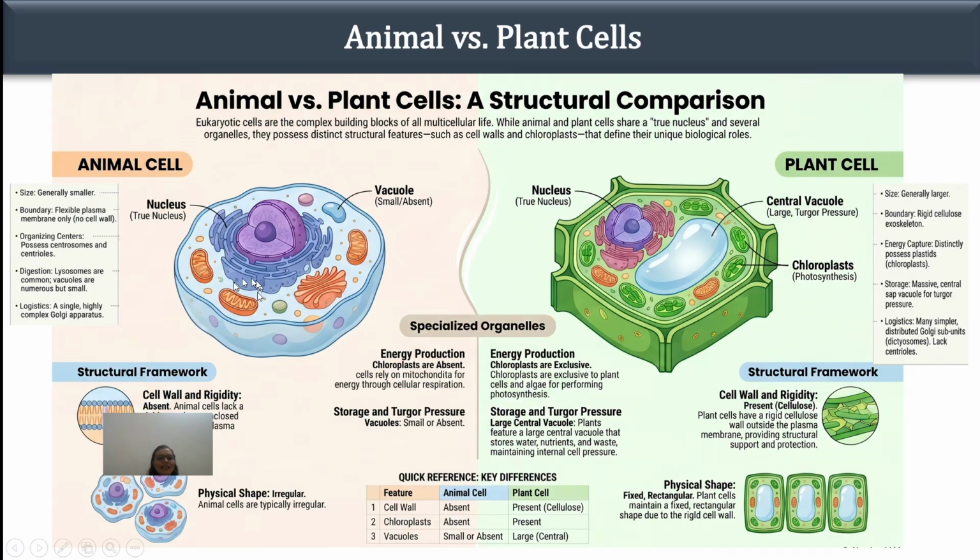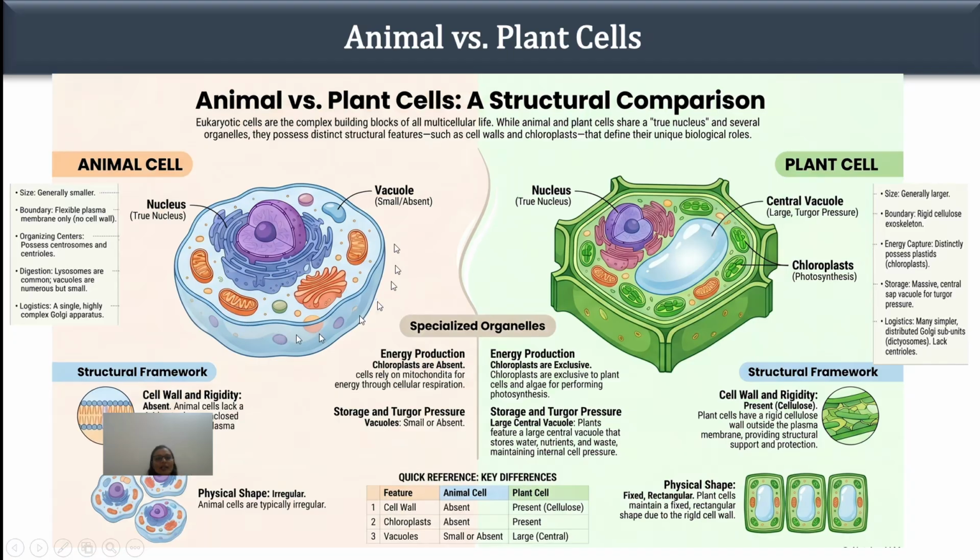Here, for the digestion system, lysosomes are commonly present. Vacuoles are present and numerous, but the vacuole size is very small. While in the case of a plant cell, there is a massive central vacuole for turgor pressure. In plant cells there is a larger vacuole, while in animal cells smaller vacuoles are present. So why are vacuoles larger in plant cells? It maintains the turgor pressure.